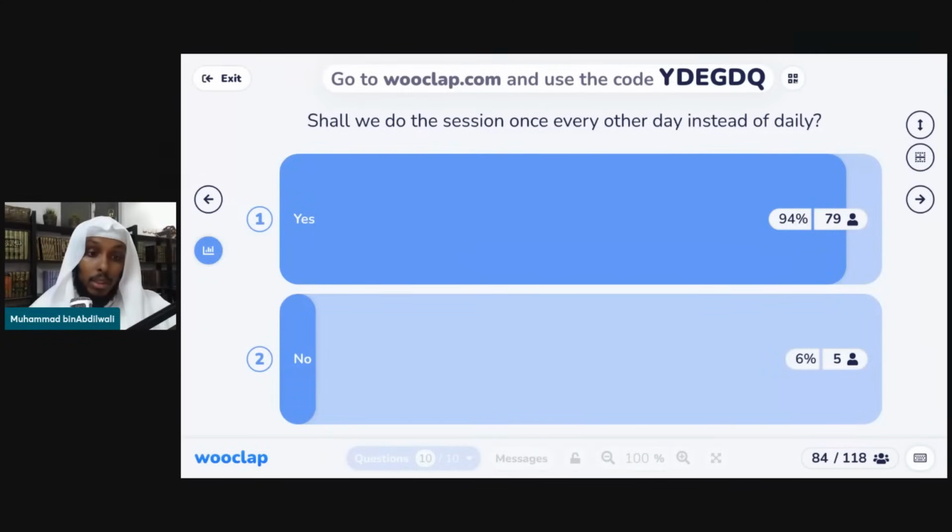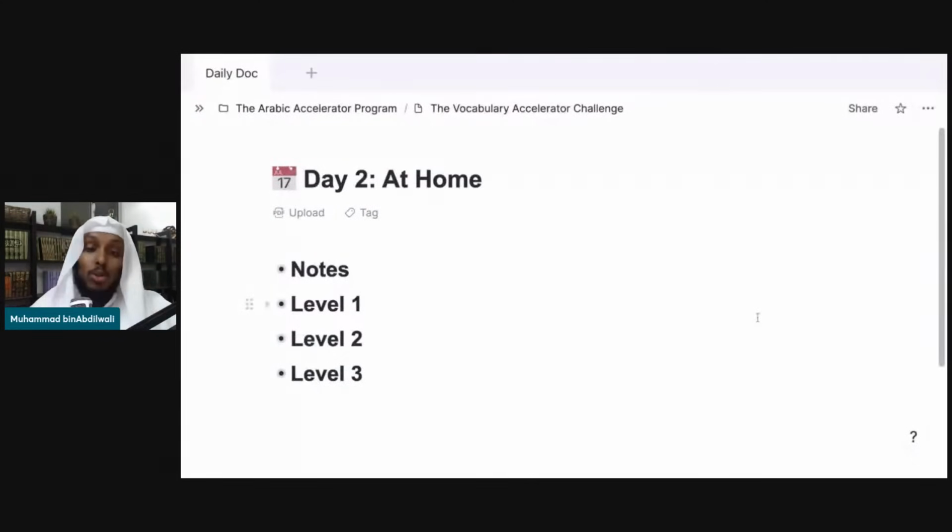Today, we're going to start with the explanation for level 1, but level 3 students and level 2 students can join and they can benefit. So today's theme, barakallah feekum, is at home. Last theme was personal identity. Now we're going to do everything that is related to being at home or what have you, right?